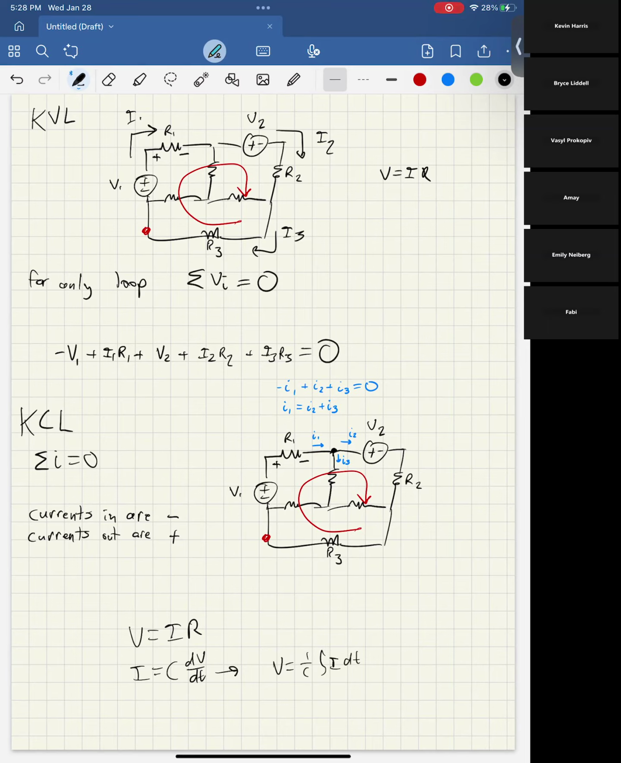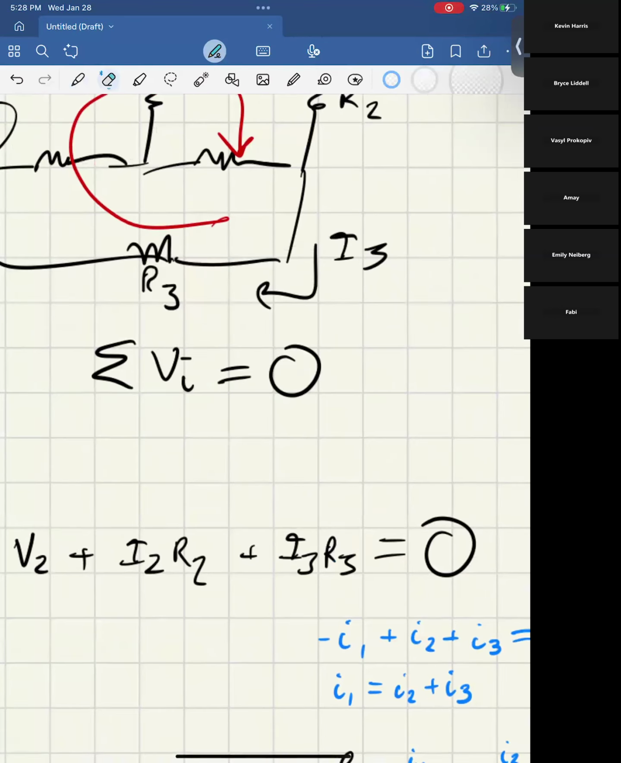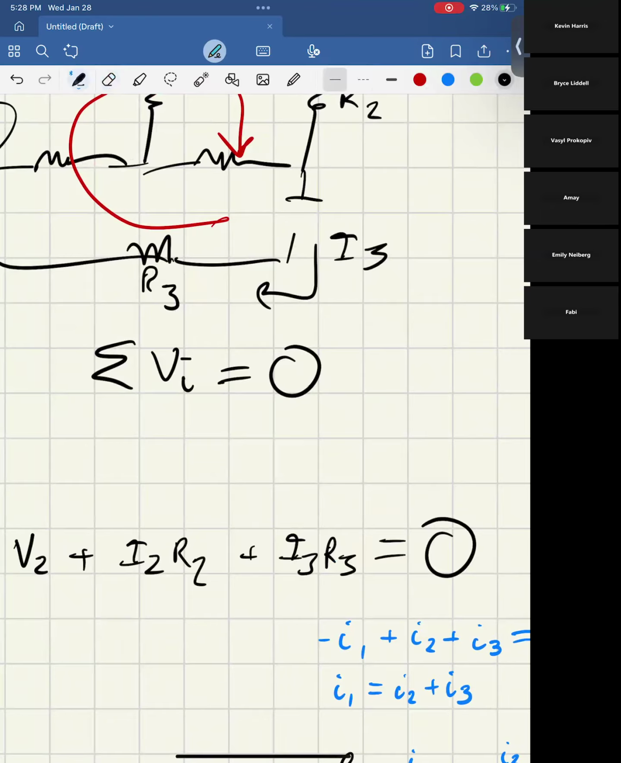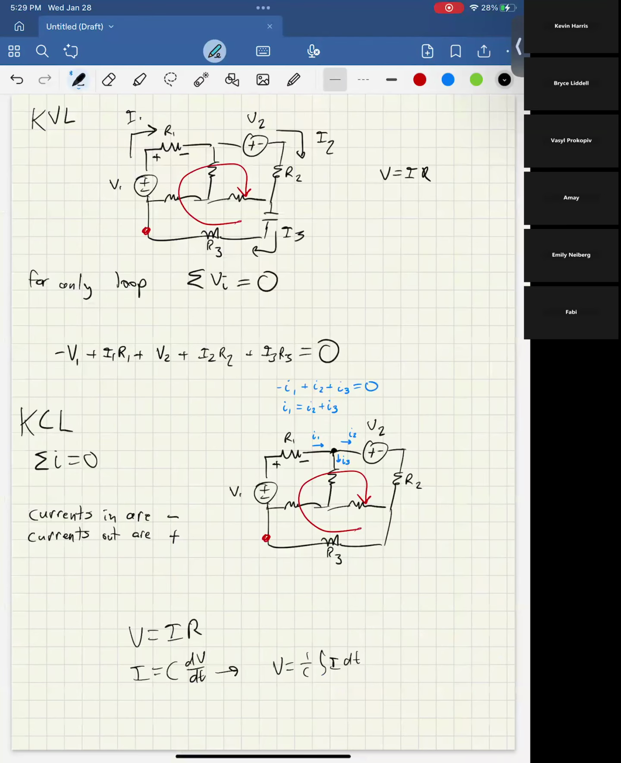However, KCL and KVL still apply, right? Even if I have a capacitor here, like what I was saying, if I go around the loop, I should end up back at the same voltage I started with. That logic is still sound. Does that make sense? Yeah, that makes sense. So these will always hold. It's just the specific way you're writing these terms will change depending on the circuit.